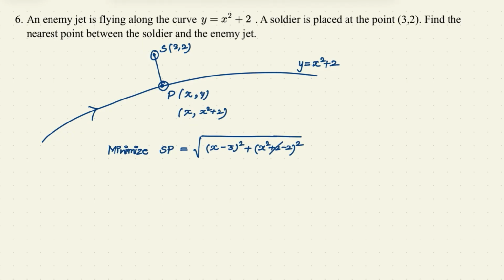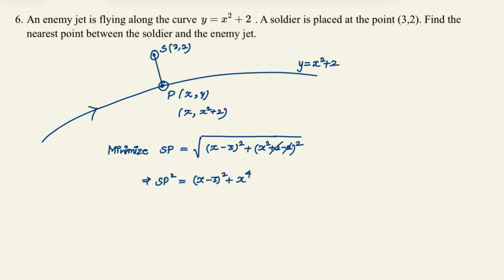So here 2 and 2 got cancelled. So let us square both sides, then I'll have SP² = (x - 3)² + x² squared, which is x to the power 4.